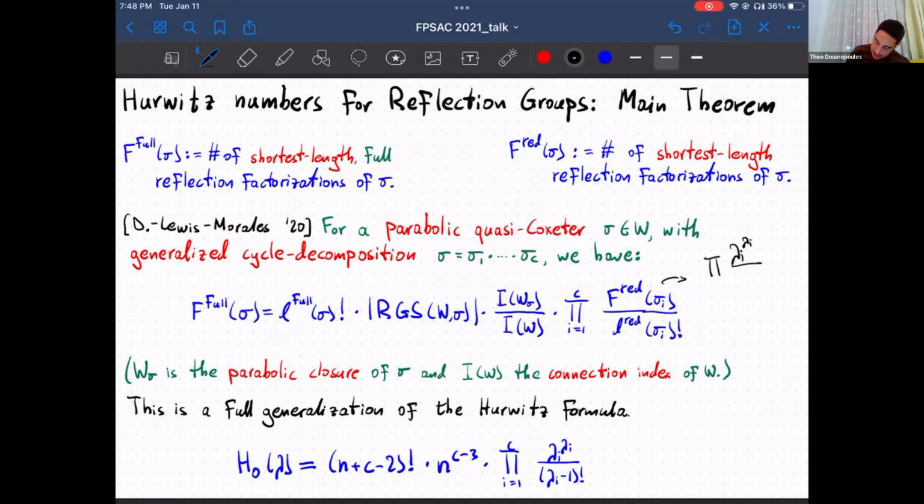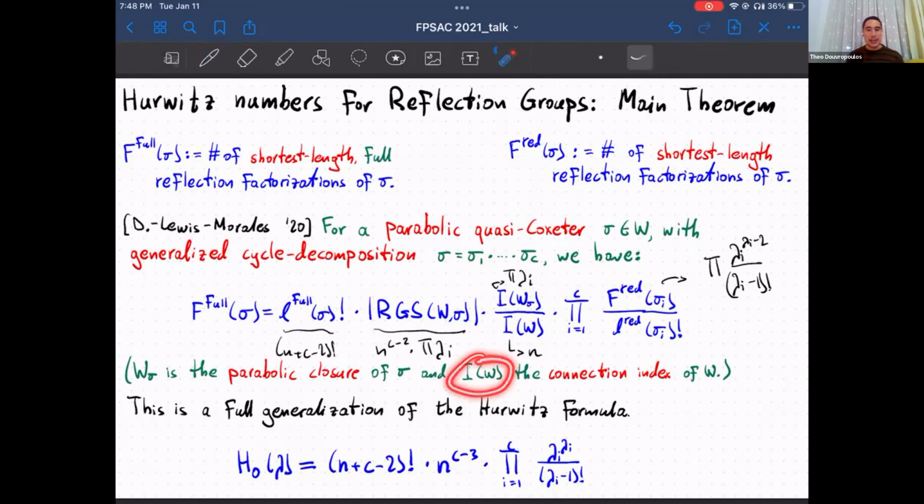So we have the lambda i's to the minus 2 here, and lambda i's minus 1 factorial is the length. Now the connection index for the symmetric group for a Young subgroup, that's the product of the lambda i's. For the whole group it's just going to be n. This is just n plus c minus 2 factorial. And it turns out that the relative generating sets have this nice expression n to the c minus 2 times the product of the lambda i's. So you can easily see that there is a little bit of spreading of the lambda i's around, but the main ingredients are there. Now, I want to point out, somehow, magically, the connection index appears there.